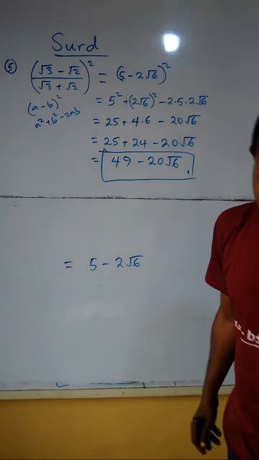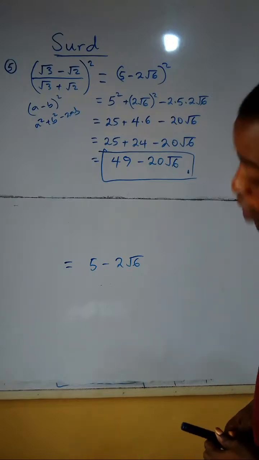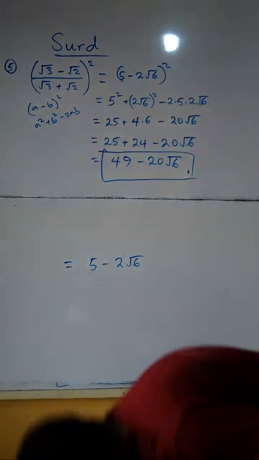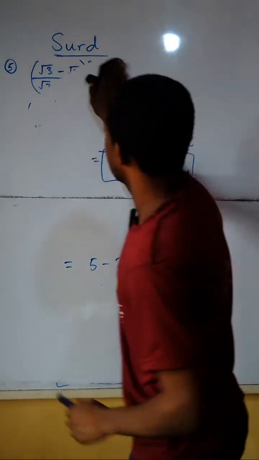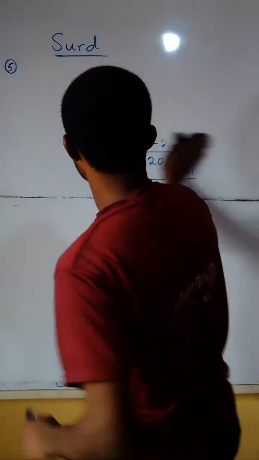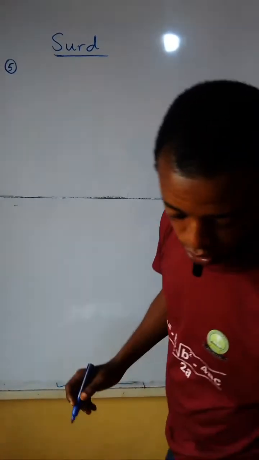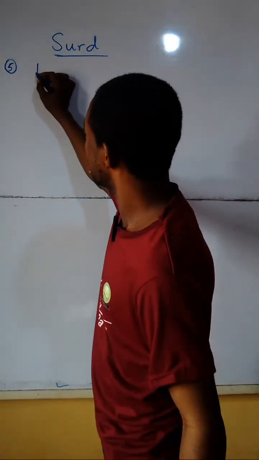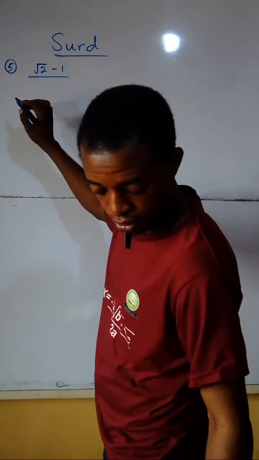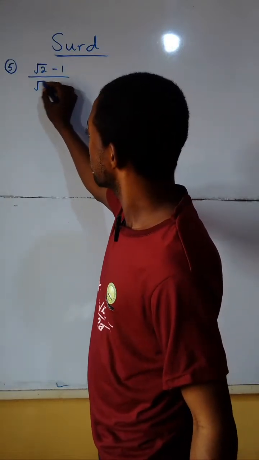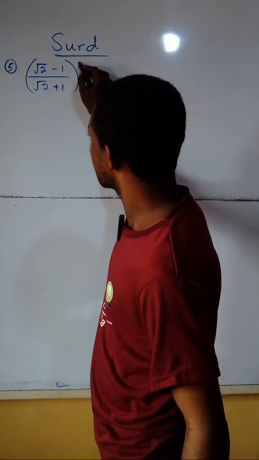Then next, let's look at another one from here. We call this number 6. We have root 2 minus 1 over root 2 plus 1 all raised to power 2.